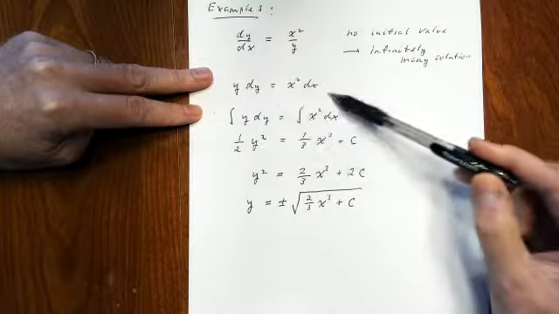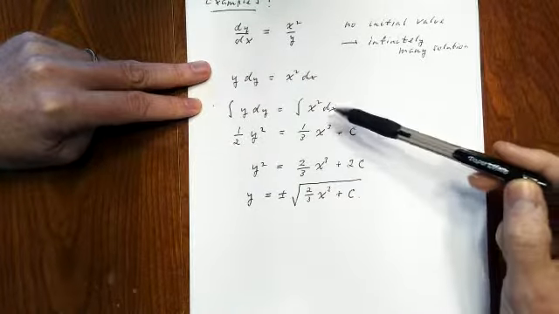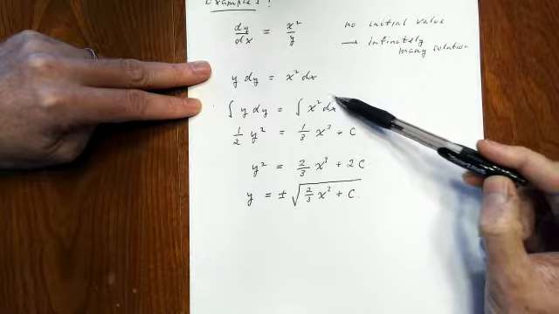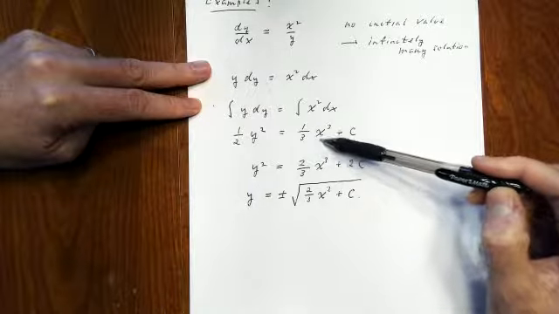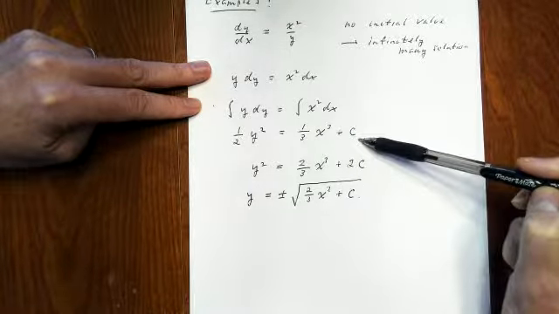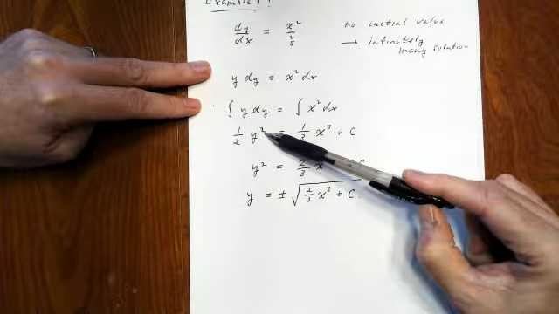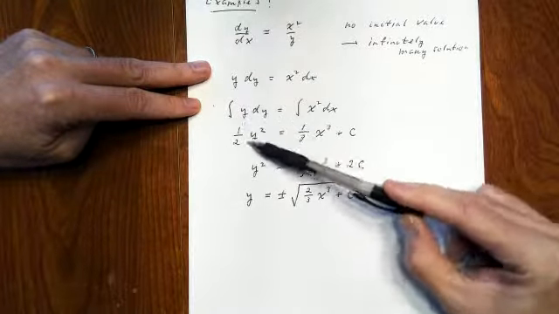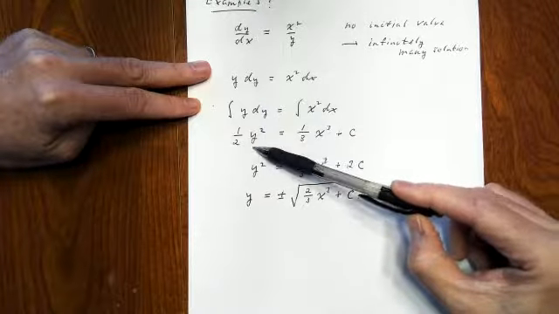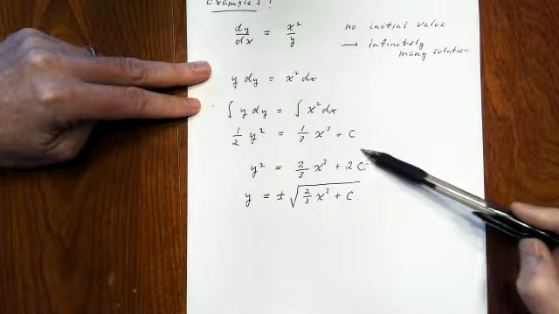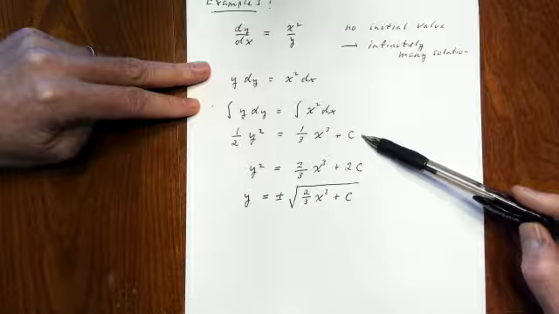We have separated the variables. Now let's integrate each side. The integral of x squared is 1/3 x to the 3rd plus c. The integral of y is 1/2 y squared. Now again, there would be a constant of integration on the left side as well, but we can just clump that with the constant of integration over here.